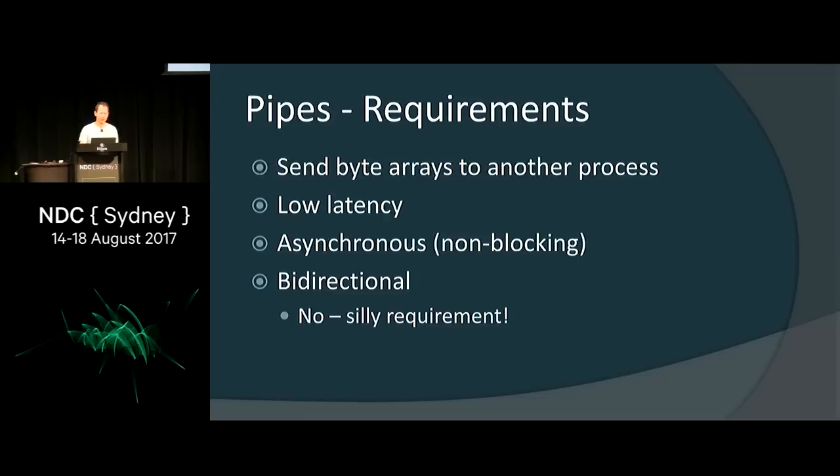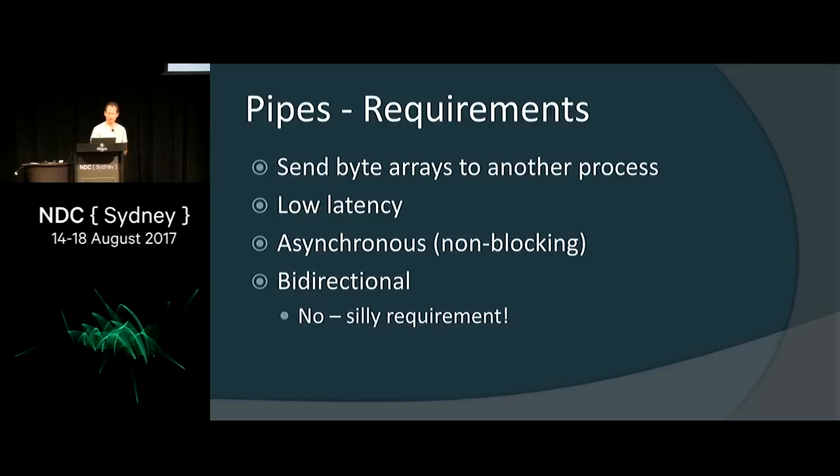So here are the requirements we've got for pipes. We need to be able to send byte arrays to another process. That's it. Send a byte array to another process. I want it to be extremely low latency, for performance, but I don't need high throughput. So I need lots of messages per second, but I don't need a lot of megabytes per second. It has to be completely asynchronous because if your process crashes for some reason, I don't want the LINQPad UI to crash.